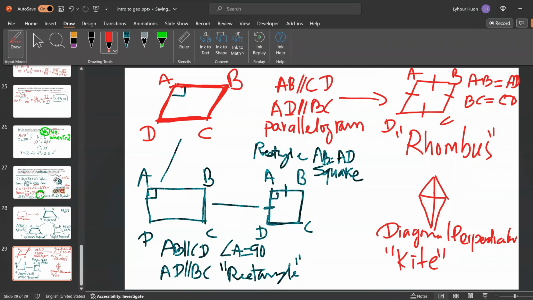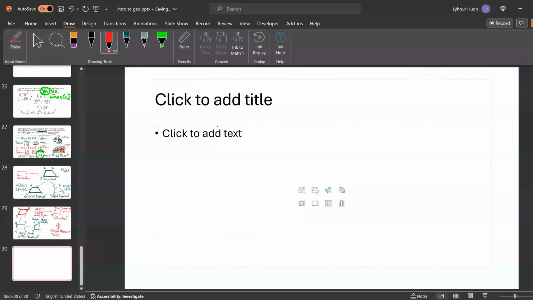But today we will only focus on parallelograms. Parallelogram is the first one, so we study the parallelogram, and then the rectangle and square are like extensions of the parallelogram. So let's work with a parallelogram.